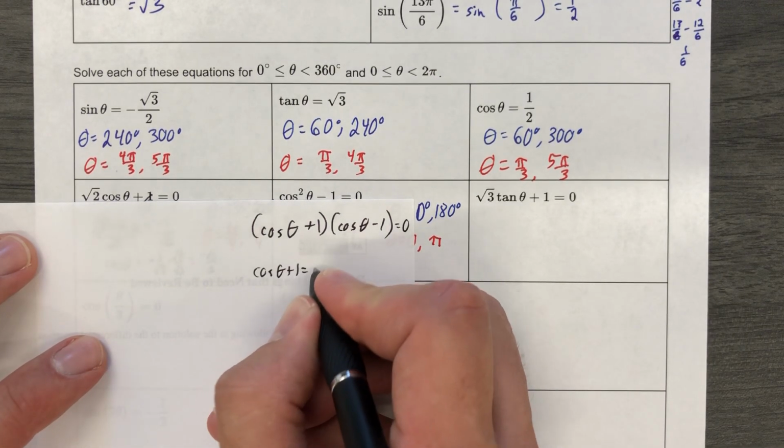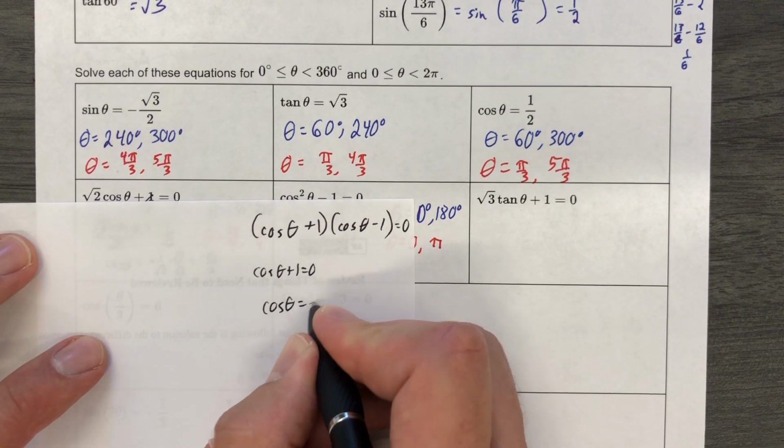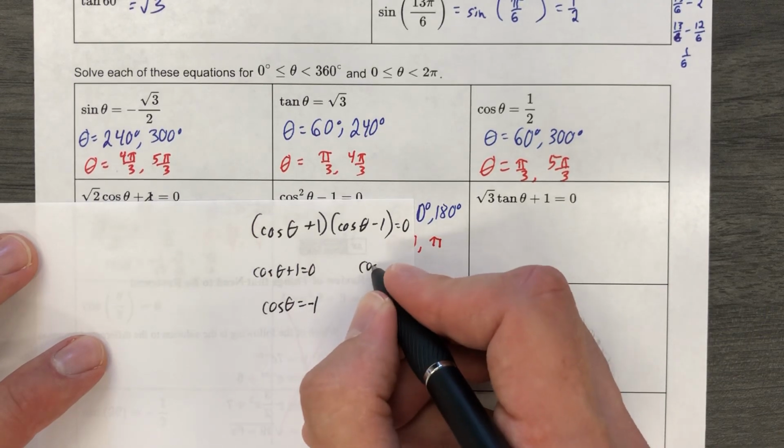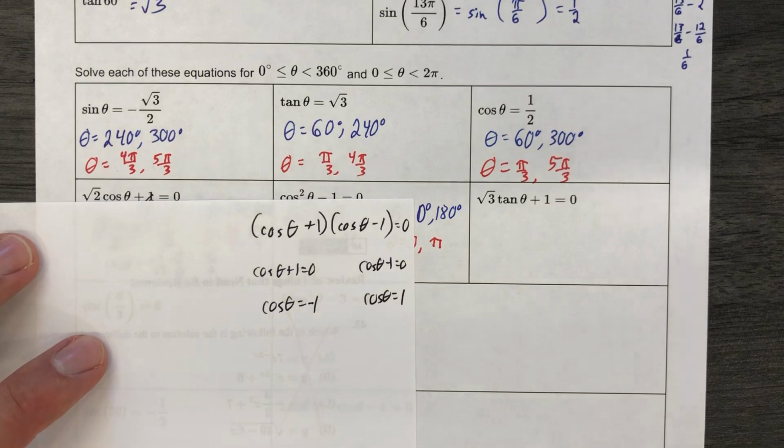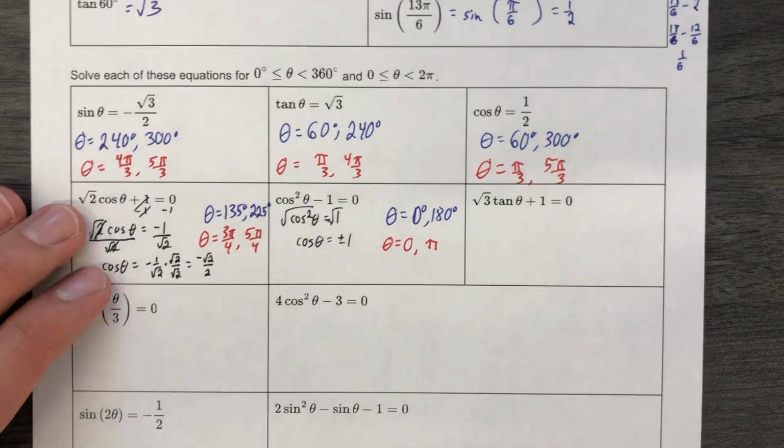Cosine theta plus 1 equals 0. So cosine theta equals negative 1. And then cosine theta minus 1 equals 0. So cosine theta equals positive 1. We get the same place, right? Same thing. All right, let's move on to the next one.